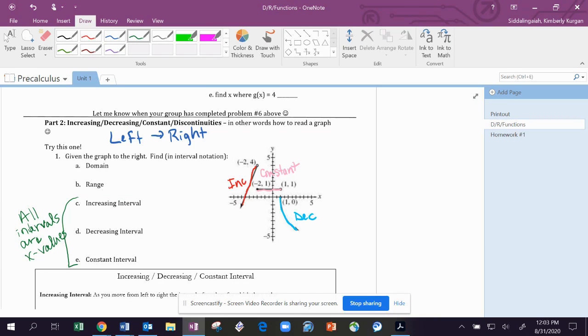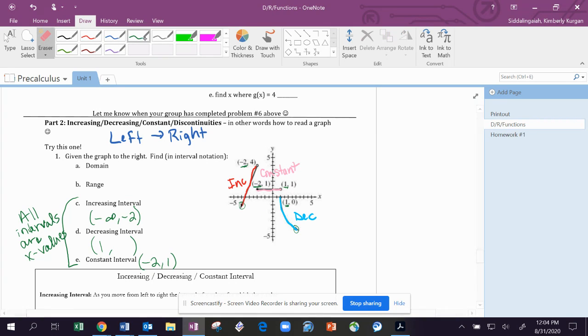So just use endpoints. So let's take a look. First off was that increasing interval. Because of this arrow, we really don't have an endpoint. So we can say from negative infinity all the way up to this point, which x coordinate is -2. Now our next interval was constant. And if you look at those x values, it was -2 to 1. So I'm going to squeeze in here the -2, 1 for constant interval. And then the last interval was decreasing, last part of our graph. And that x value was 1, and then we had an arrow again. So that means it's going to be 1 to infinity.